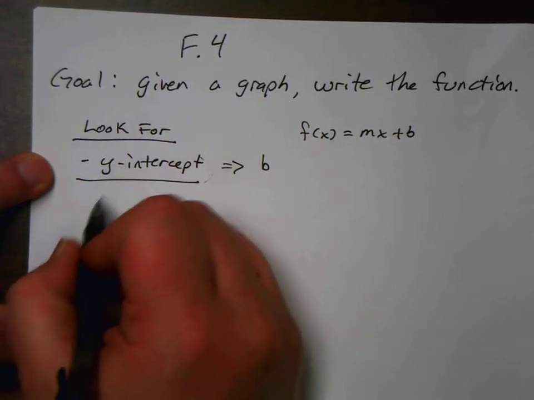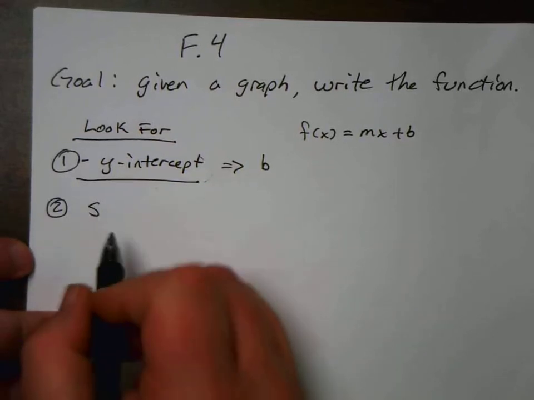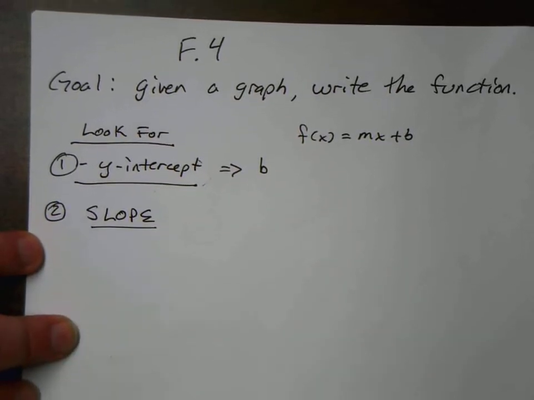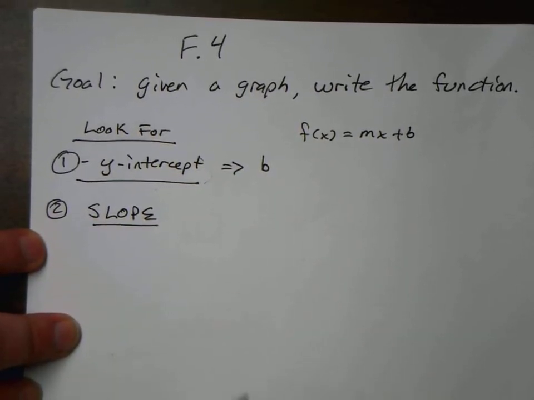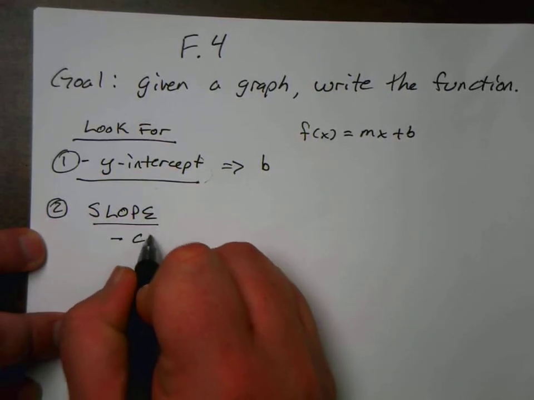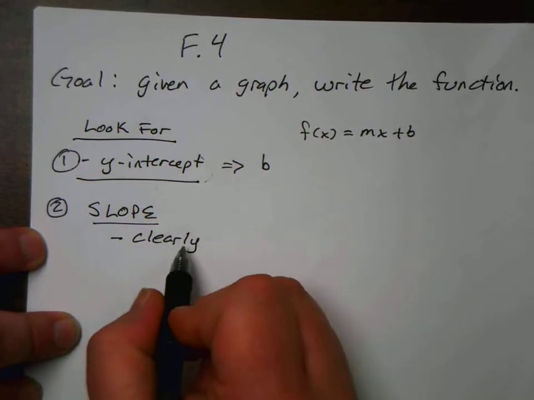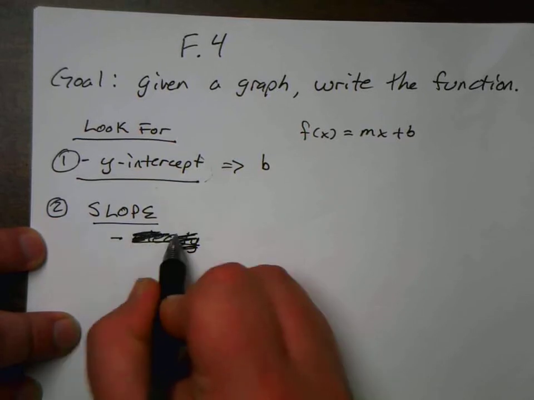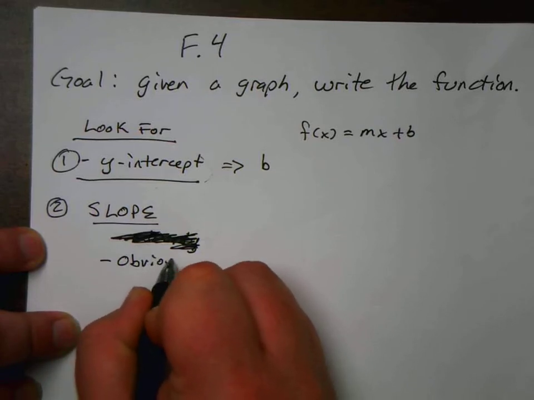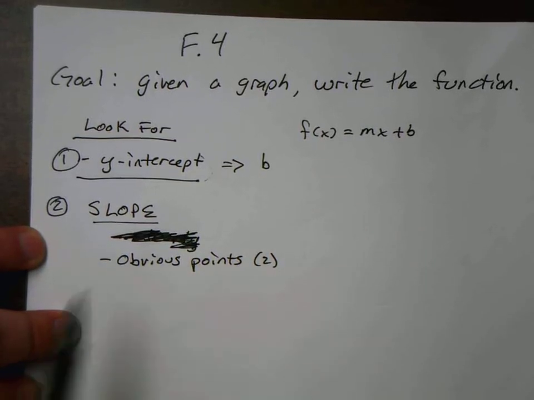Then we need to look for the slope. So the first thing we're going to look for is that y-intercept. The second thing we're going to look for is the slope. And as we find that slope, there's a couple of little tricks that we need to pay attention to. That first trick is looking for obvious points, and we need two of those obvious points.